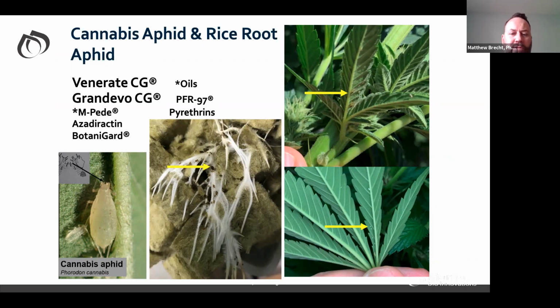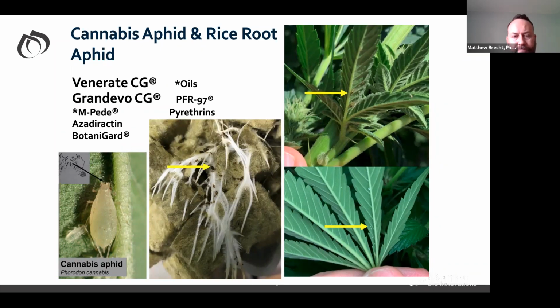Again, if you have root aphids and you finally get through flower, you should truly think about taking one of your rooms and making it into a quarantine room, and slowly but surely making sure all your plants are absolutely free of root aphids going forward.